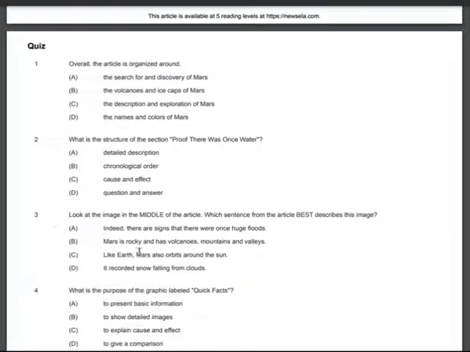So I think this one, like Earth, Mars also orbits around the sun. I'm going to eliminate that. I don't see Earth. It recorded snow falling from clouds. Do you see any snow in that? I don't either. So these two right here, I'm going to say have to be eliminated. That gives you the choice between A or B.